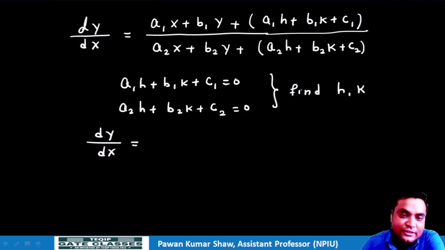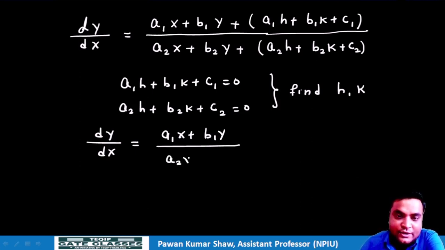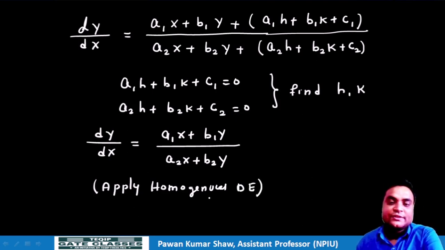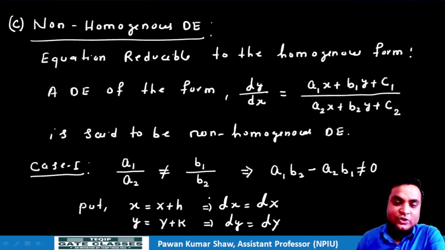After replacement, our revised differential equation will be dY by dX equal to a1X plus b1Y divided by a2X plus b2Y. Now this is a homogeneous differential equation, so you can apply the homogeneous differential equation method and find the solution. This is the case when the ratio of the coefficients of x, that is a1 by a2, is not equal to the ratio of the coefficients of y, that is b1 by b2.